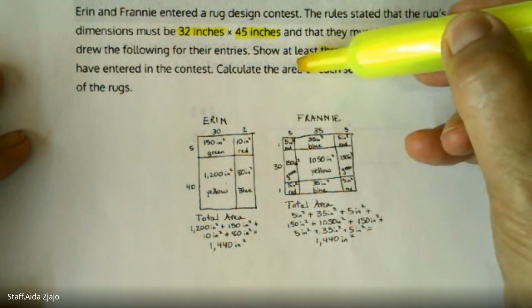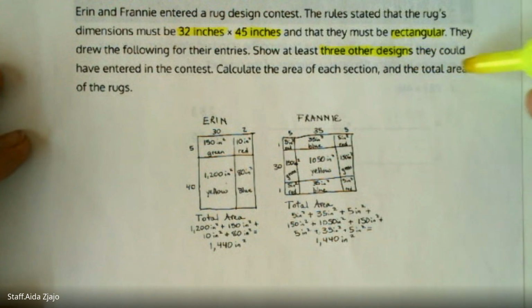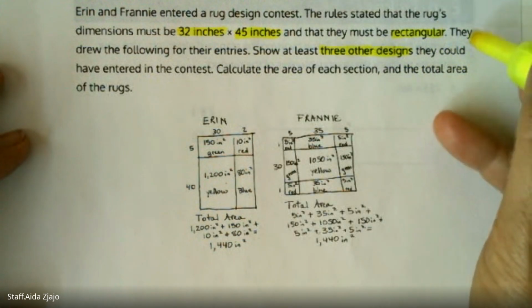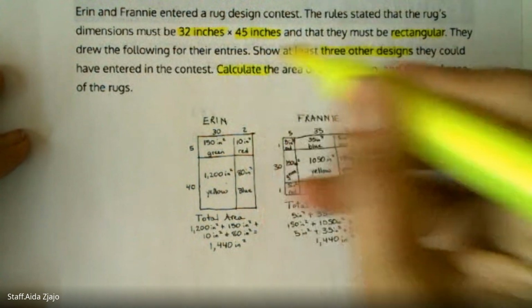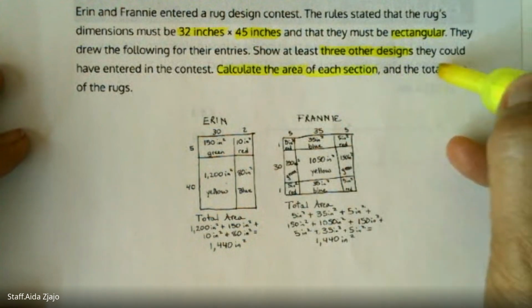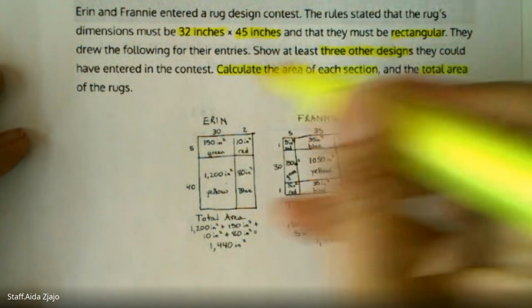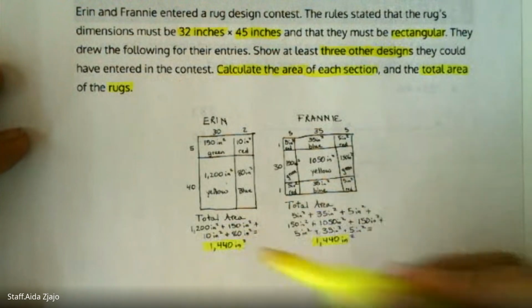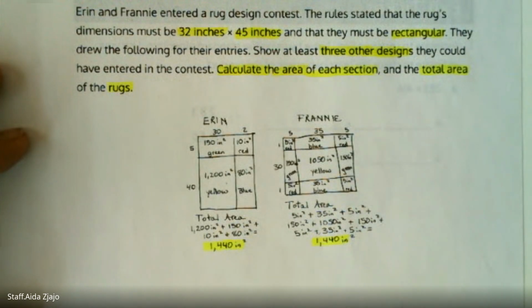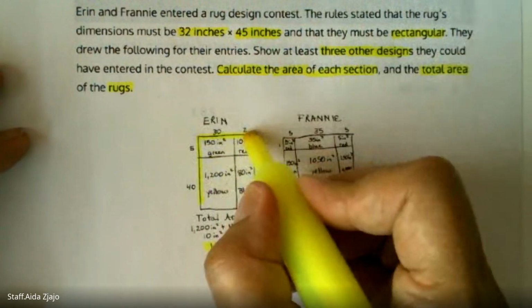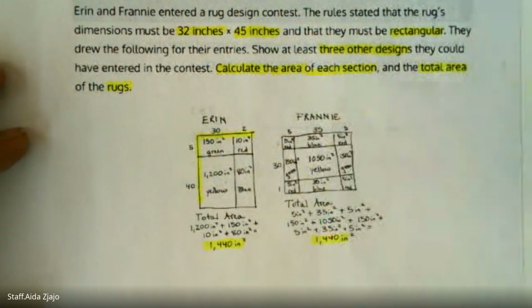Calculate the area of each section and the total area of the rugs. Okay, so we need to create three other designs, calculate the areas of each section, and then find the total area of the rugs, which in this case has to be the same, because 1440 is what you get when you multiply 45 by 32.